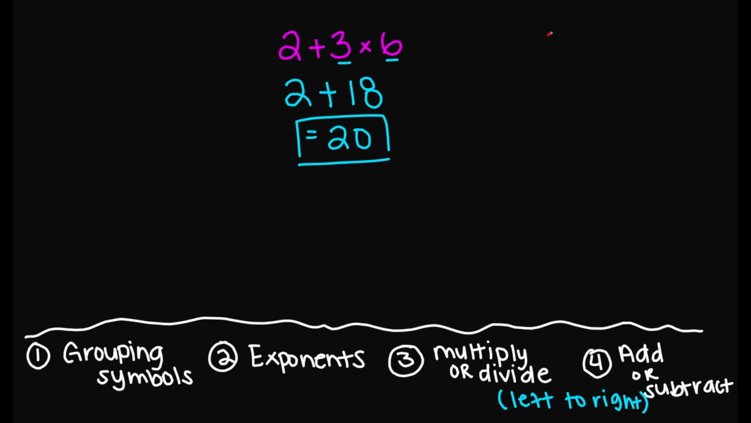Now, let's say you did the other way. So let's say you did 2 plus 3 times 6, and let's say you solved your 2 plus your 3 first. This is going to give you 5, and then times 6, this is going to equal 30. So notice here, if you do not do your order of operations correctly, you are going to get the incorrect answer. So this is not the correct answer. The correct answer is 20, and it's not 30.